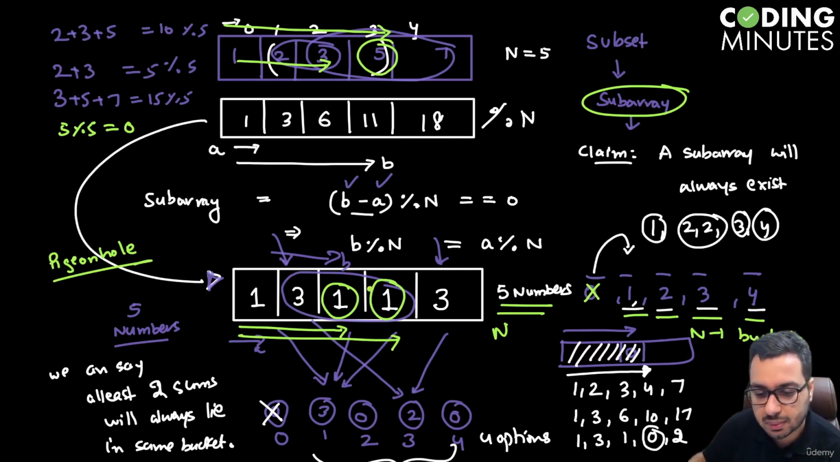Okay, so that's how we have used the pigeonhole principle to prove this claim and solve this problem. Now this cumulative sum can be done in linear time, and you can maintain a kind of frequency array, and check the place where the frequency is at least 2, that will solve your problem. Okay, so that's all for this video.